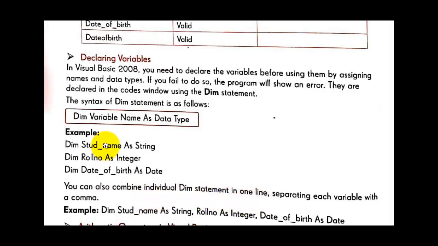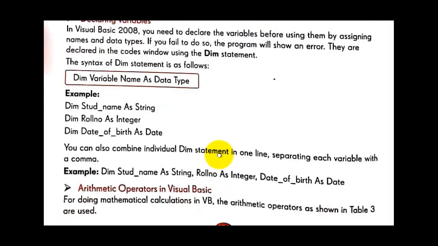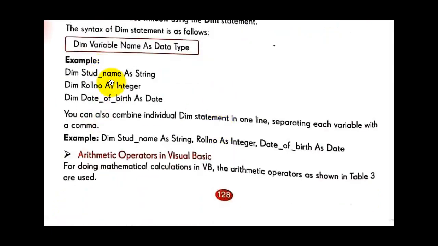Now the individual dim statements, that is student name, roll number, date of birth. There are 3 individual dim statements here. You can combine these in one line, separating each with a comma. Like the example: dim stud name, that is student name, as string, comma, roll number as integer, date of birth as date format. Okay, this is how we declare a variable.